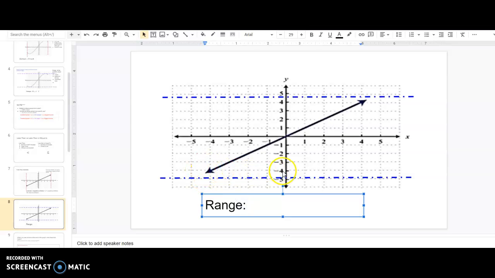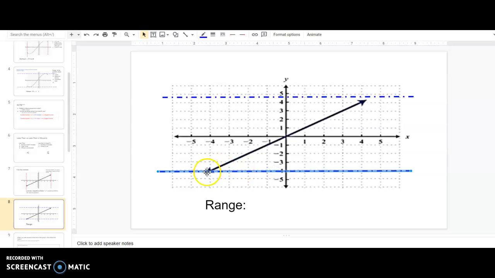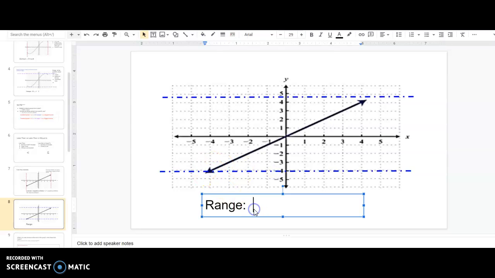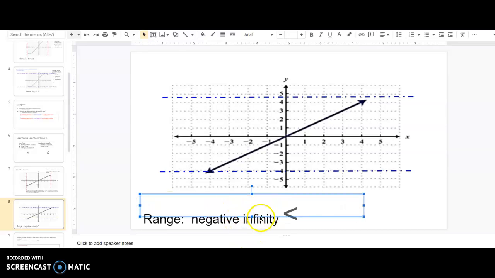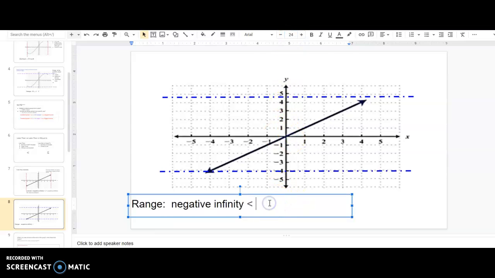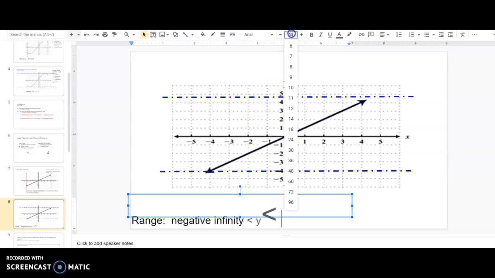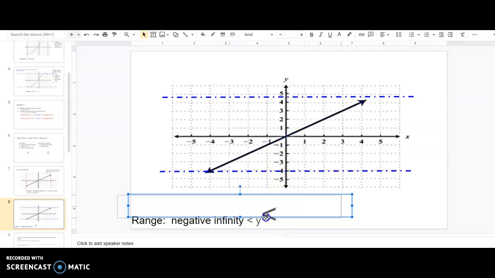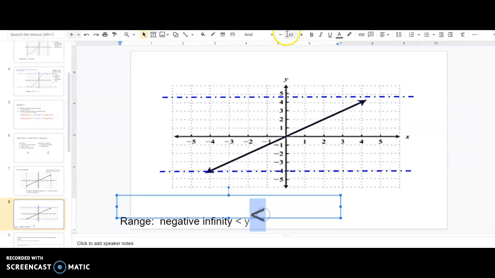Right here, it doesn't stop at -4. There's an arrow. That arrow means it goes from negative infinity all the way to, and if it's negative infinity, it's less than, not less than or equal to. So let me fix this. Negative infinity, and then we're talking about range, so that's going to be y is less than. Let me fix that again. There we go. So from negative infinity, y is less than.